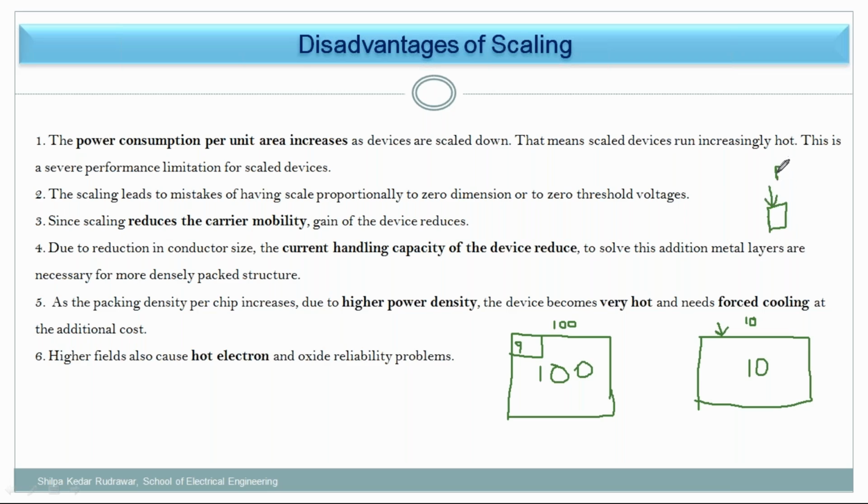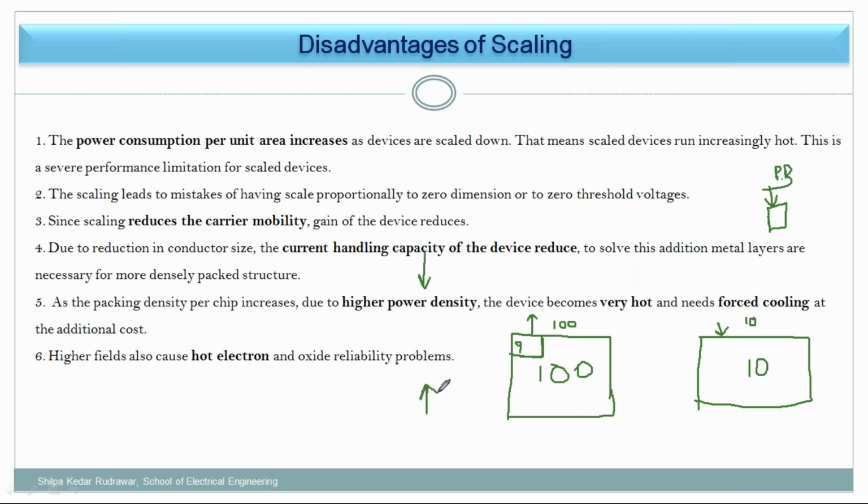So power dissipation per device decreases, but power dissipation per unit area increases because in this area there are more transistors, and if you are calculating all the transistors having power dissipation in that area, the power dissipation increases. Hope the things are understandable. Power dissipation per device decreases, but power dissipation per unit area increases.